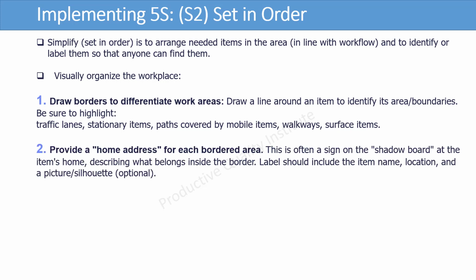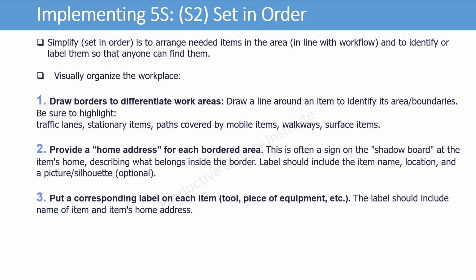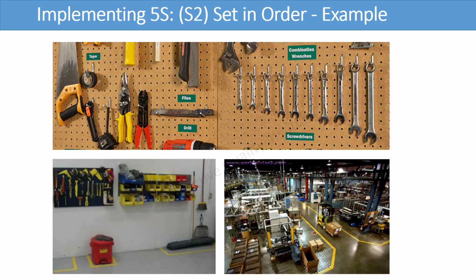2. Provide a home address for each bordered area. This is often a sign on the shadow board at the item's home, describing what belongs inside the border. Label should include the item name, location, and a picture or silhouette, which is optional. 3. Put a corresponding label on each item, tool, piece of equipment, etc. The label should include name of item and home address of the item. Example for set in order. Borders are used to differentiate work areas.